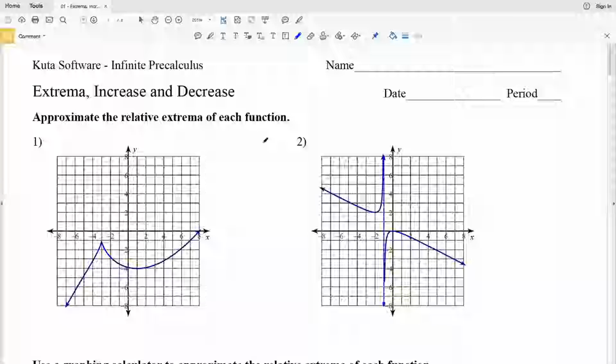In this video, we're going to go over the Kuta Software Infinite Pre-Calculus free worksheet, Extrema, Increase, and Decrease.